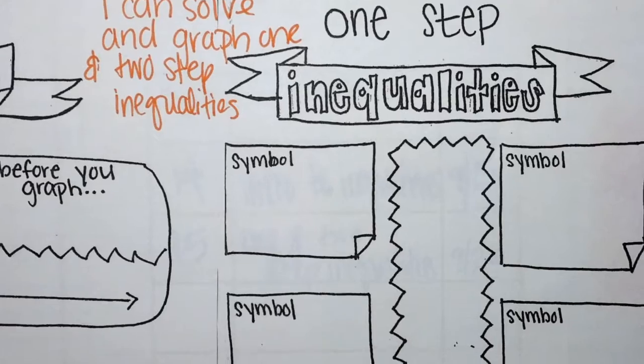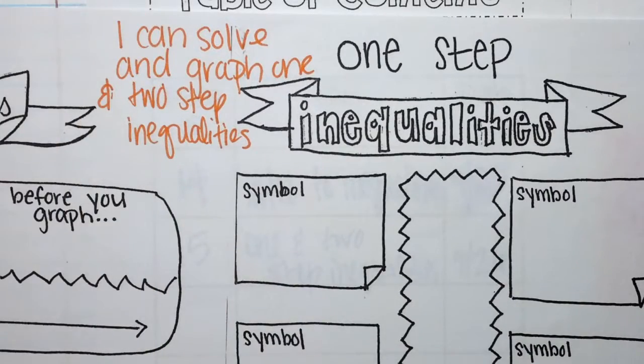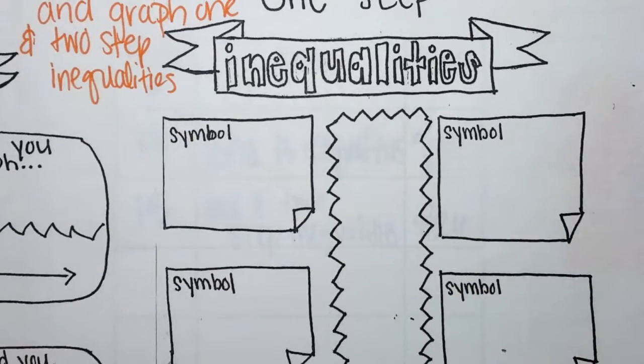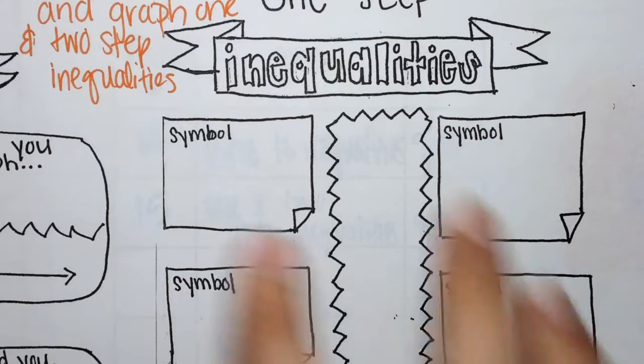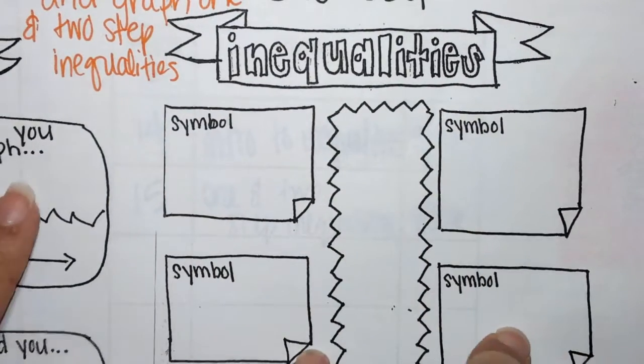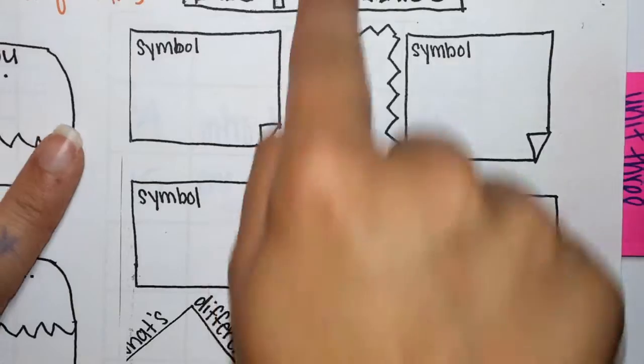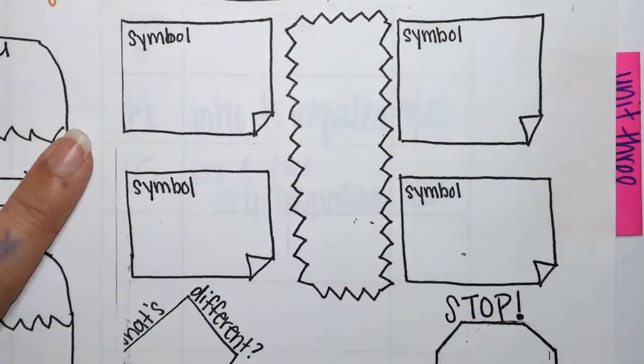All right, so I can solve and graph one and two-step inequalities. Here we go. So what we're going to do first is write down all of our symbols. Then we're going to write whether we use an open or closed circle. Then we have a special thing that we have to write in the middle, and then we'll solve.